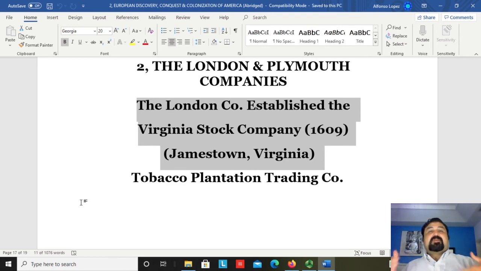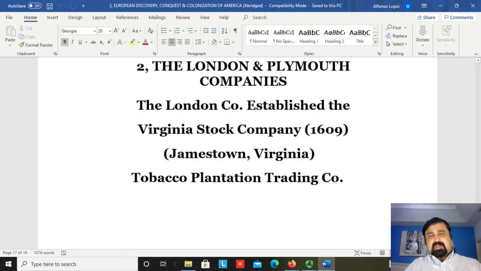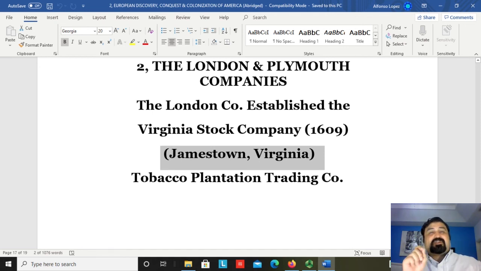Okay, this is going to be a tobacco company, that is to say, a tobacco plantation trading company. We're going to build plantations, we're going to grow tobacco and export the tobacco to England, and from England we're going to sell it across Europe and elsewhere, by the way. So again, this is going to lead to the creation of Jamestown in 1609 and the establishment of Virginia Colony. But remember, it was not just Virginia Colony, it was the Virginia Stock Company.